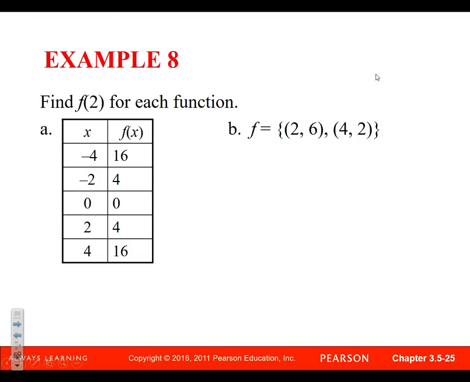Alright, is this a function? No. Okay. Yes, it is a function. Now, can you evaluate f of 2? What is f of 2? 4. It's 4. How do we know it's 4? Because it says right there. It says right here, when x is 2, f of x is 4.